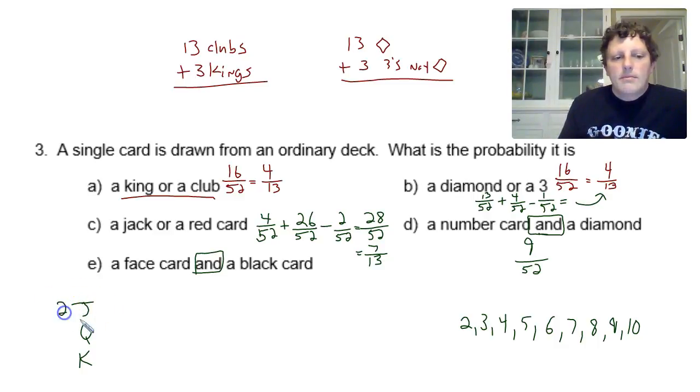There's 2 jacks, 2 queens, and 2 kings. So altogether, 2 black queens and 2 black kings, 2 suits that are black. So we've got altogether 6 cards in this deck that are both face cards and black cards. So that's 6 out of 52, which reduces to, let's see, 3 out of 26.